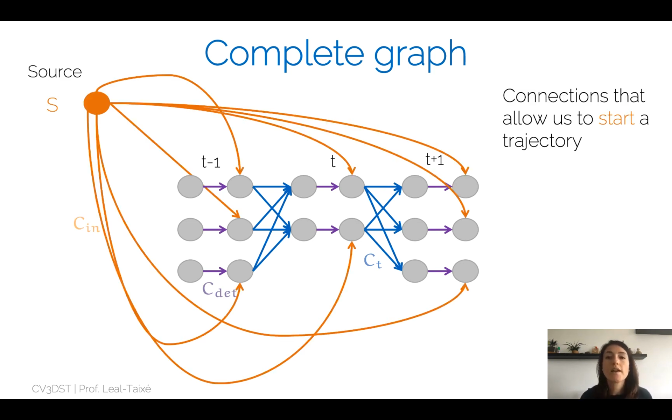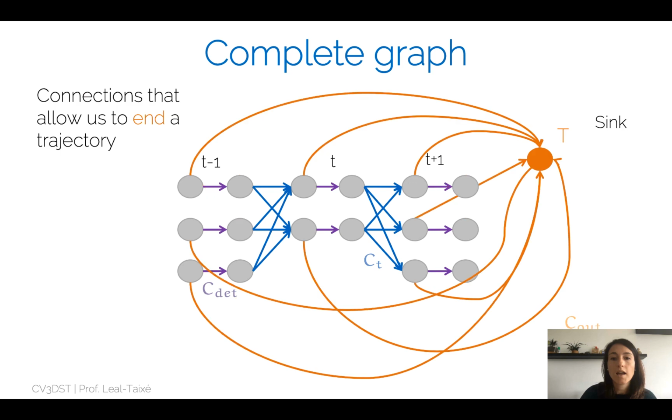So then we're going to have the connections from the source to all the nodes. So I didn't depict it earlier, but now I depict all the connections. So essentially a trajectory can start at any point at any frame of the video. And then we're going to have the connections to the sink node, which actually allow us to end a trajectory. And these go hand in hand with the cost of ending a trajectory. So we have, again, a fixed cost for starting and ending a trajectory.